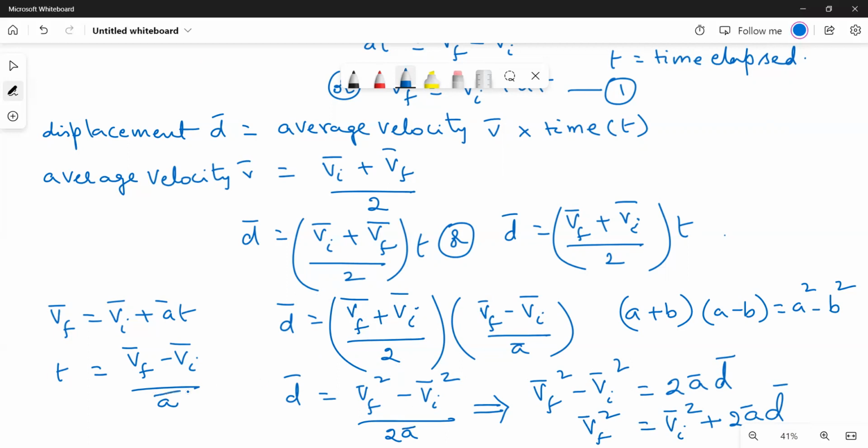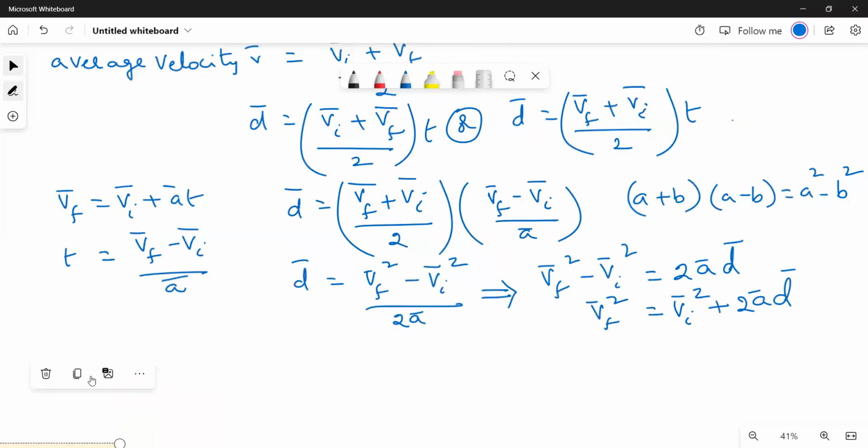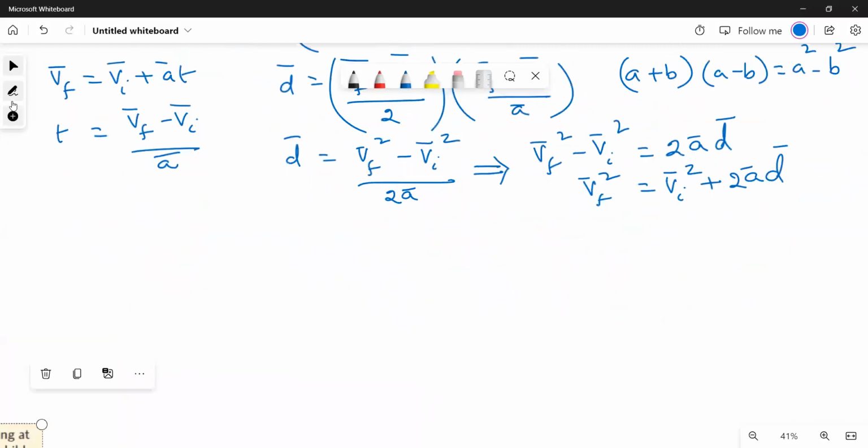Now we have to derive the third kinematic equation. What is the third kinematic equation? D is equal to Vit plus half At squared.